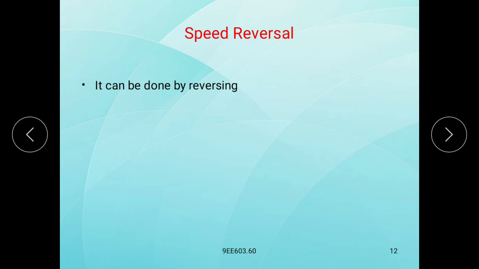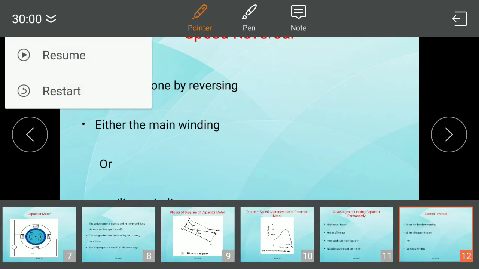So next, how to change the speed reversal of a permanent capacitor motor. It can be done by reversing either the main winding or the auxiliary winding.